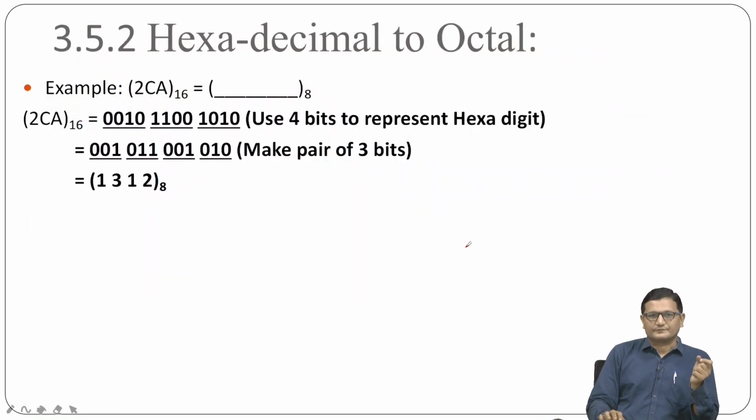Let's suppose here 2CA is the hexa number which is given to you, and you have to convert it into the octal number, right? So what you will do is you just consider this 2 and write the binary of 2 here in a pair of 4 bits, because this is a hexa number. Then C, so C will be represented as 1 1 0 0. A is 10, and how can you represent 10? 1 0 1 0, right?